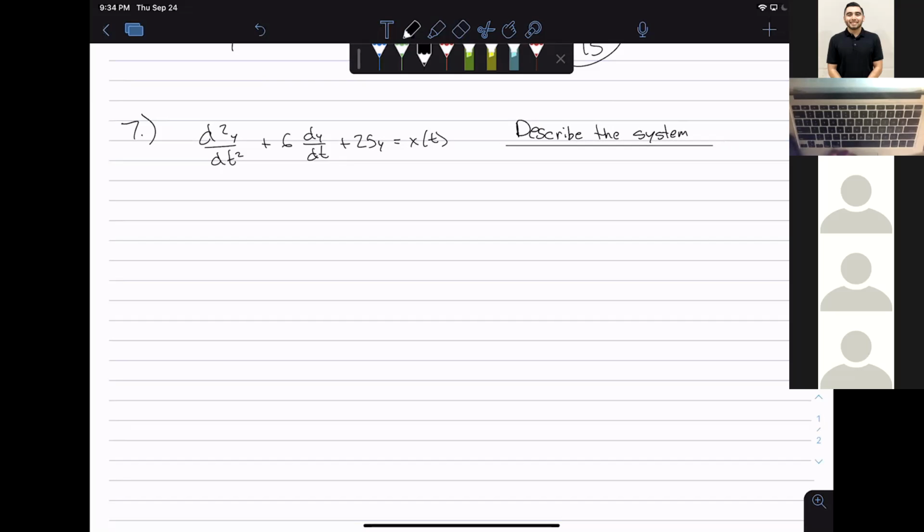I guess the first thing starting off is to just get the characteristic equation. So does anyone remember how to get the characteristic equation? Isn't it r squared plus 6r plus 25? Yes, r squared plus 6r plus 25, right? And then we just set that equal to 0. So this is our characteristic equation.